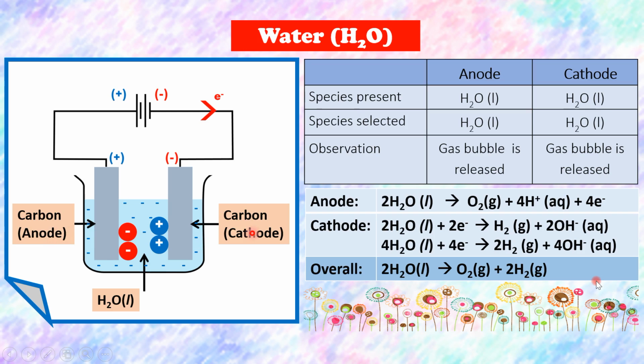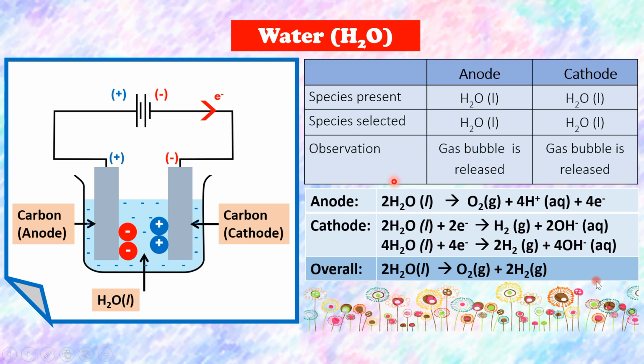In electrolysis of water, liquid water is used as an electrolyte and carbon electrodes are used as the anode and the cathode. However, only one species is present, that is liquid water. Therefore, liquid water is being discharged at the anode and the cathode. We can see that bubbles of gas are released at the anode and also at the cathode. These are the half cell equations at the anode and at the cathode.